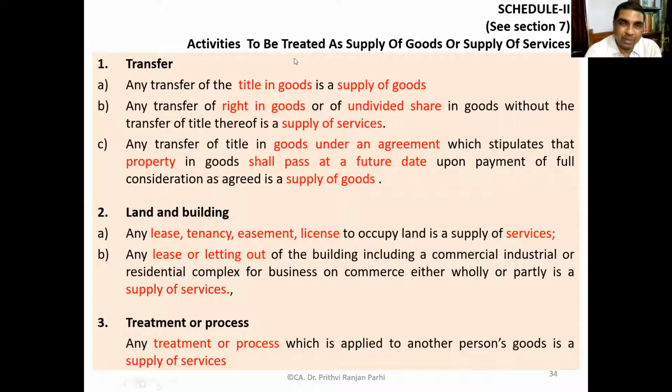For example, whenever there is a transfer of goods and the title of goods is transferred, it will always be treated as transfer of goods. But when it is relating to use of the goods, or right in the goods, or undivided share in the goods is transferred, then it is supply of services. So this leasing contract, tenancy contract, easement contract, license contract, all these are the supply of services. Okay. Application of any treatment or process is always a supply of services.